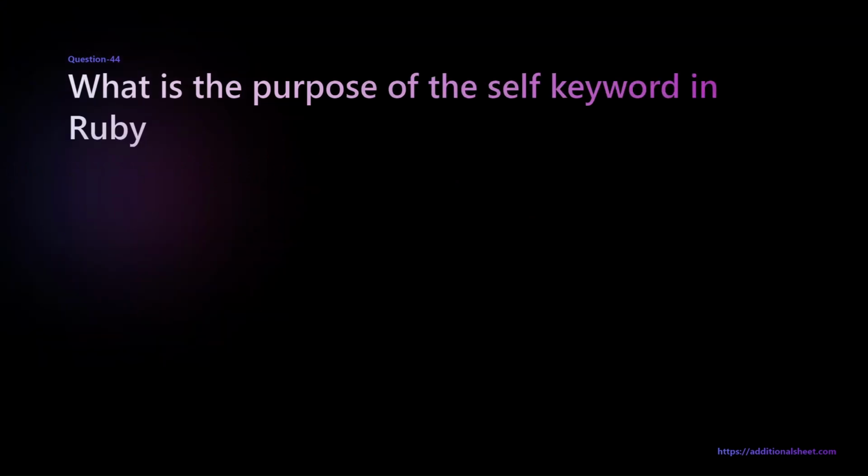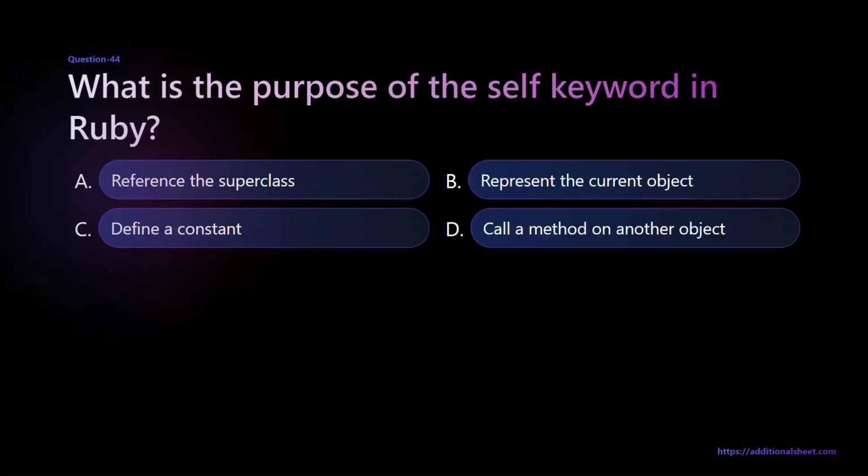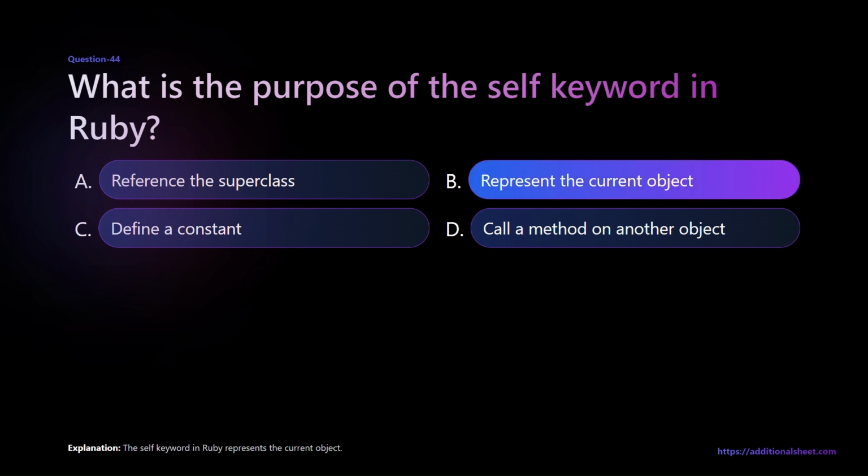What is the purpose of the self keyword in Ruby? Option A, reference the superclass. Option B, represent the current object. Option C, define a constant. Option D, call a method on another object. The correct answer is option B, represent the current object.